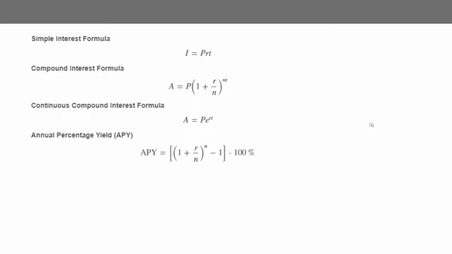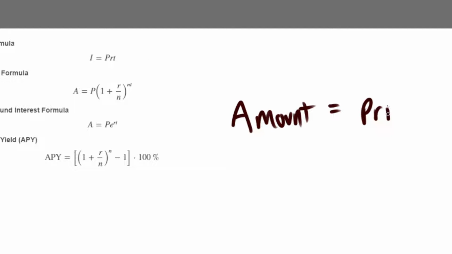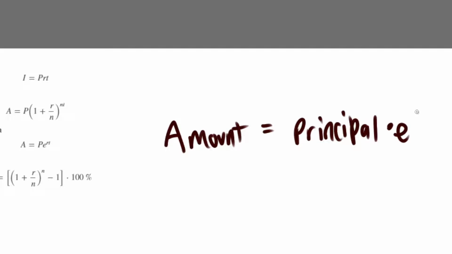Our continuously compounding interest formula is not actually really related all that much to money. It's the amount equals our principal times e to the rate times time.